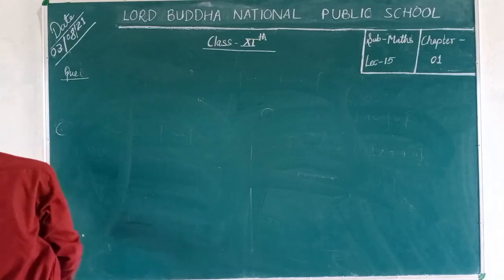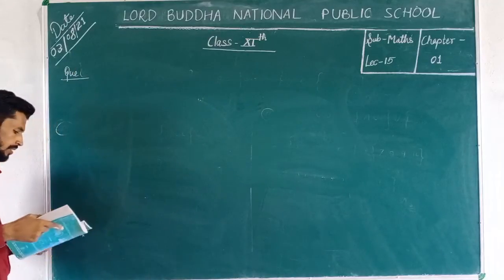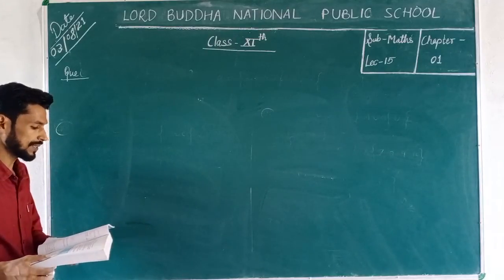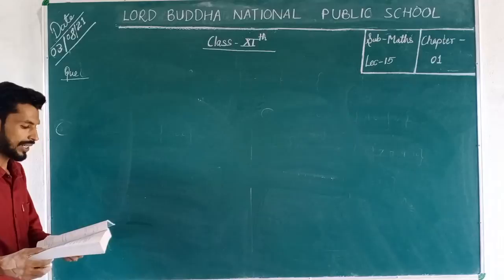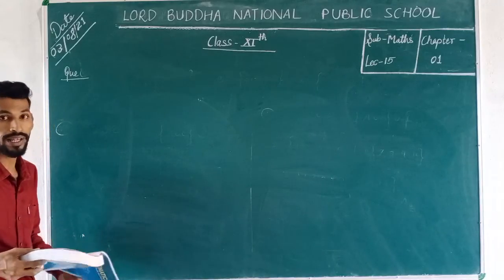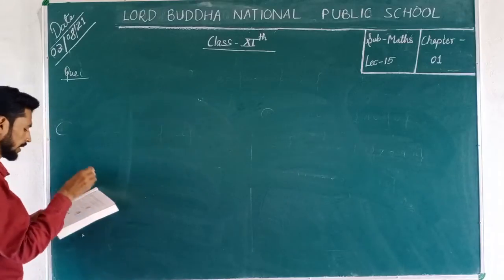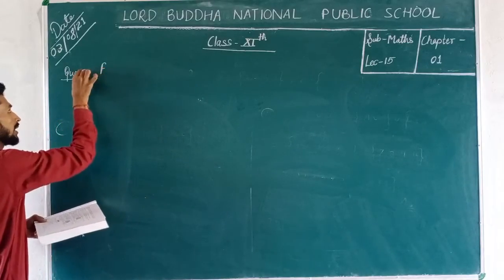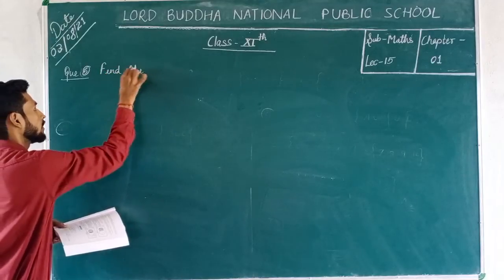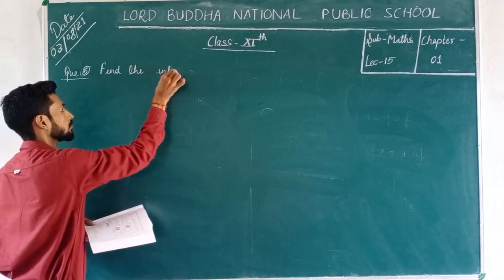In question number 5, find the intersection of each pair of sets of question 1 above. क्वेश्चन नंबर फर्स्ट में जो हमारे पास पार्ट गिवन है उन सभी का इंटरसेक्शन फाइंड आउट करना है. सो यहां पर आपको राइट करना है फाइंड द इंटरसेक्शन.